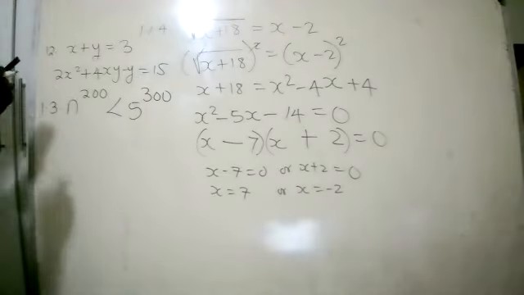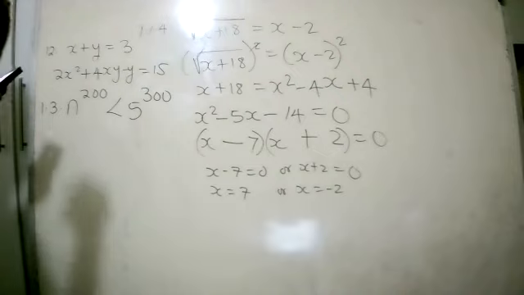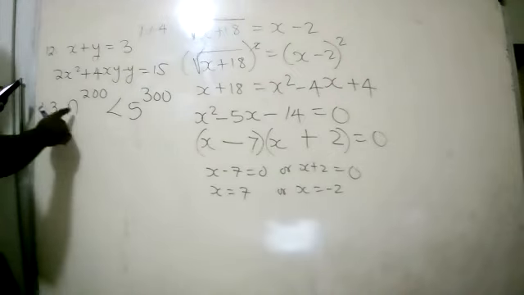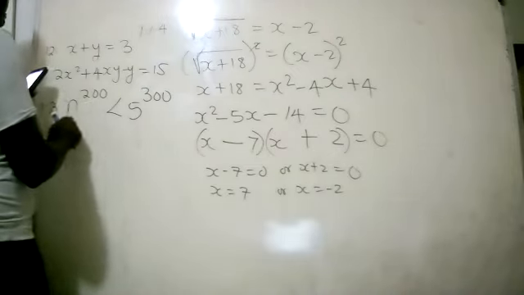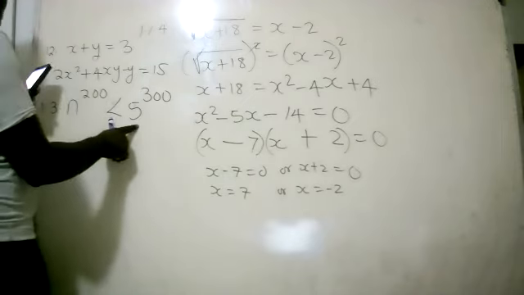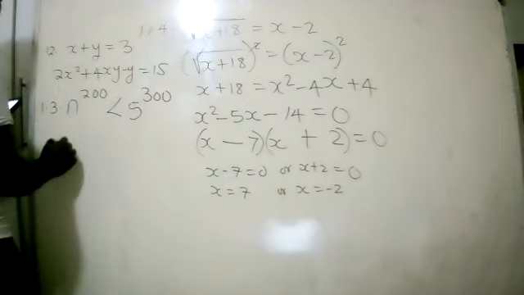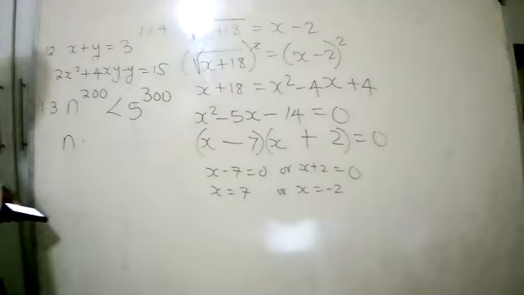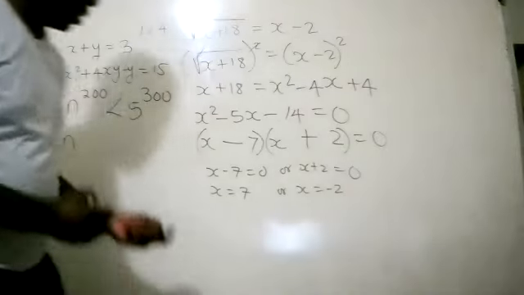If n is the largest integer for which n to the power n to the power 200 is less than 5 to the power 500, determine the value of n. So this is just a matter of balancing.